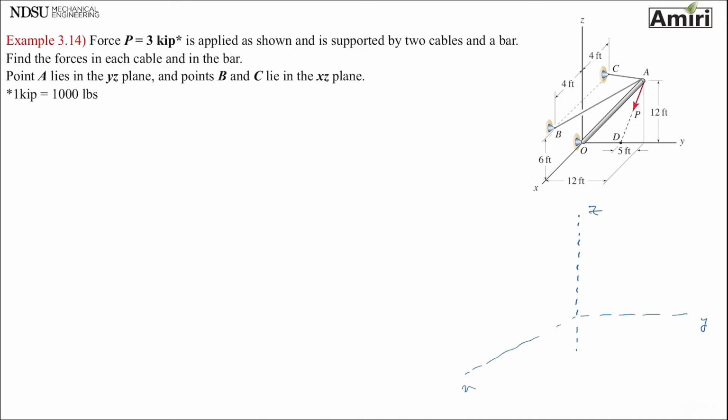Okay, which point would you pick as your particle? Point A, because you've got to make a concurrent system. So let's see. Point A, isolate, remove everything. Force P is 3 kip, 3,000 pounds. And it's kind of going to this point. It's a known force. This is an active force, so 3,000 pounds.